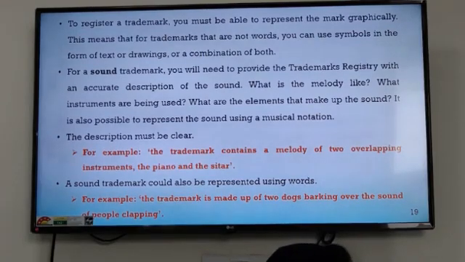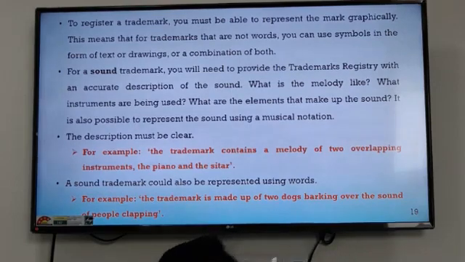For a sound trademark, what you need to do, and this is a little interesting, you need to give an accurate description of the sound. So what is the melody like? Not everyone knows how to write musical notes, right? So you will have to describe it as well. What instruments are being used? What are the elements that make up the sound? And of course, if you can represent your sound using a musical notation, then that is the easiest way to do so.